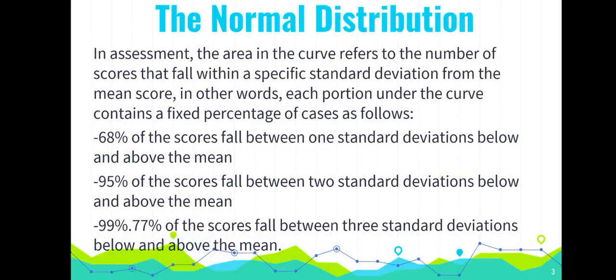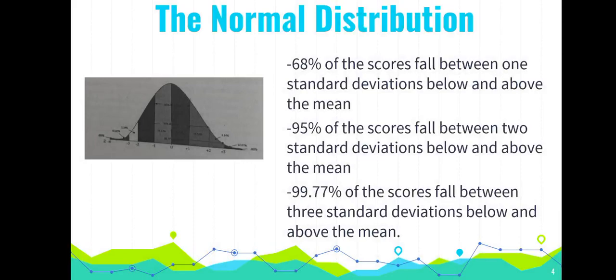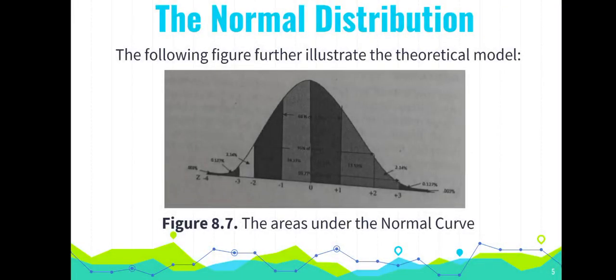So, in assessment, the area in the curve refers to the number of scores that fall within a specific standard deviation from the mean score. So, in other words, each portion under the curve contains a fixed percentage of cases as follows. So, 68% of the scores fall between one standard deviation below and above the mean. The 95% of the scores fall between two standard deviations below and above the mean. The 99.7% of the scores fall between three standard deviations below and above the mean. So, ito po ang kanyang sample. So, it shows the areas under the normal curve.